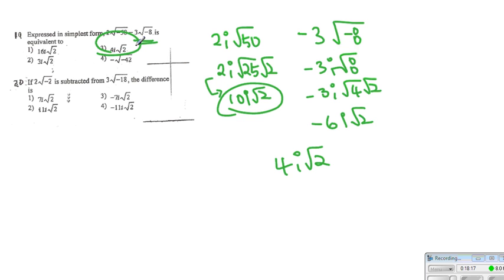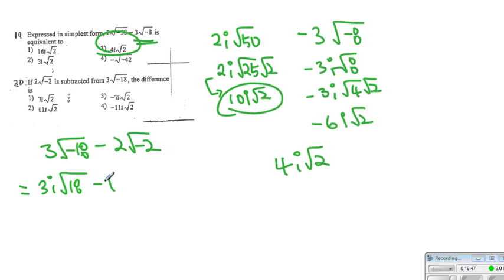Now, next question is we want to subtract this one from here. That means 3 radical negative 18 minus 2 radical negative 2. That is the question ultimately. So here, what is the square root of negative 18? In this case, we end up getting 3i first, and square root of 18. And here we have minus 2i square root of 2.